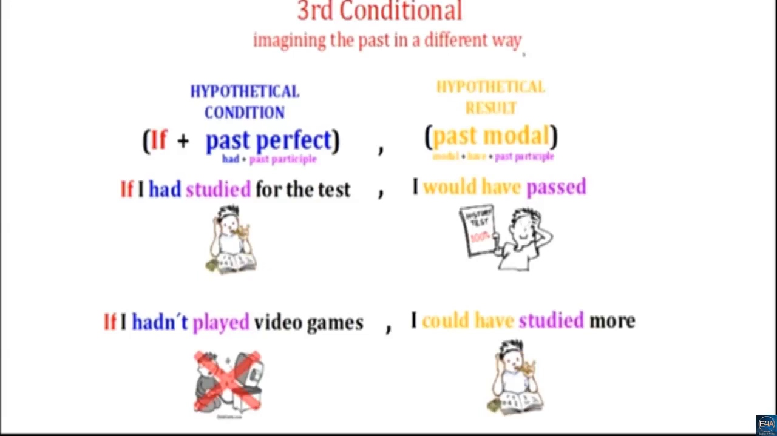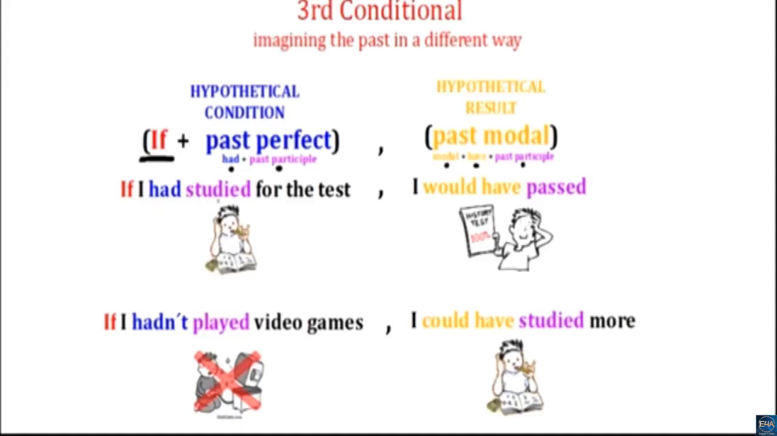So we start with a hypothetical condition. We always use if to set a condition. And when we're thinking about the past in a hypothetical way, we use the past perfect. So remember the past perfect is had for the auxiliary verb and the past participle for our principal verb. And that's the hypothetical condition. Then in our hypothetical result, we need to use a past modal. And if we remember, a past modal is always some type of a modal verb, have for the auxiliary, and the past participle for the principal verb. Okay, so let's take a look.